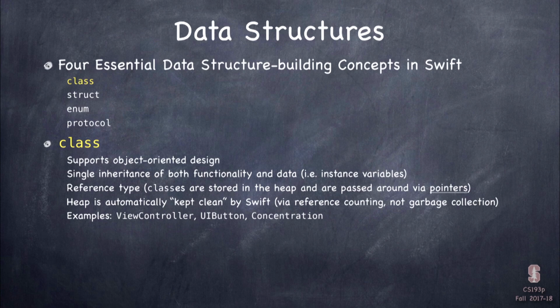Okay, so we're going to finish up today with a little review and a look forward to the data structures you use to build an app in Swift. Okay? These are the four: class, struct, enum, and protocol. Protocol is the new one that I'm going to talk about starting on Wednesday. So a class, as we know, supports object-oriented design. It has single inheritance of both functionality and data. You inherit the data, your stored vars get inherited, as well as all your methods and stuff. It's a reference type, lives in the heap.